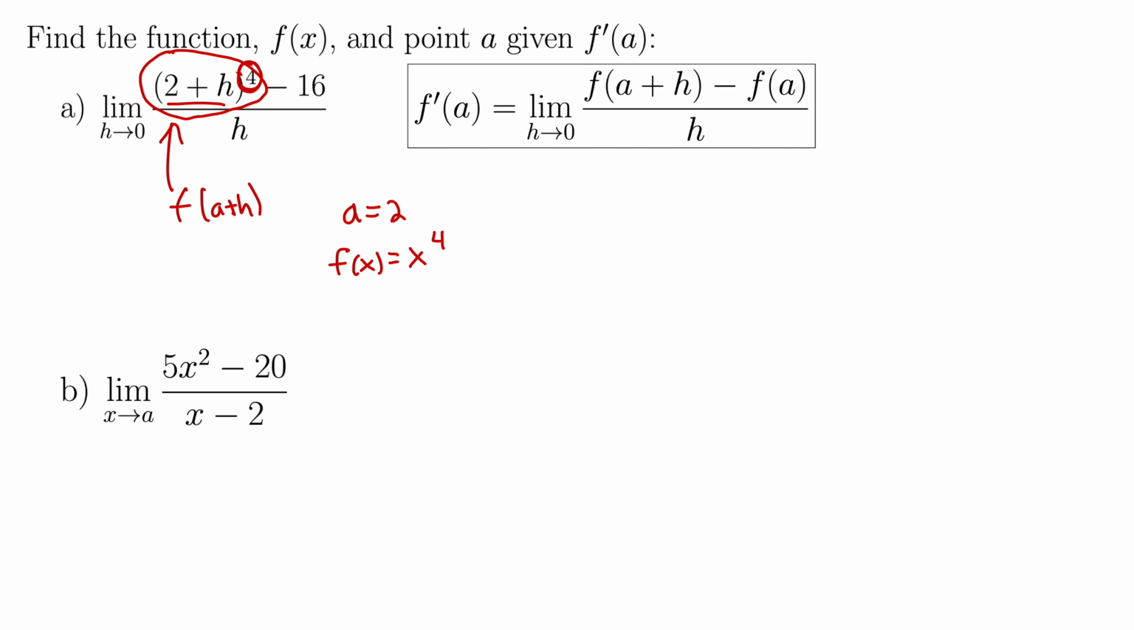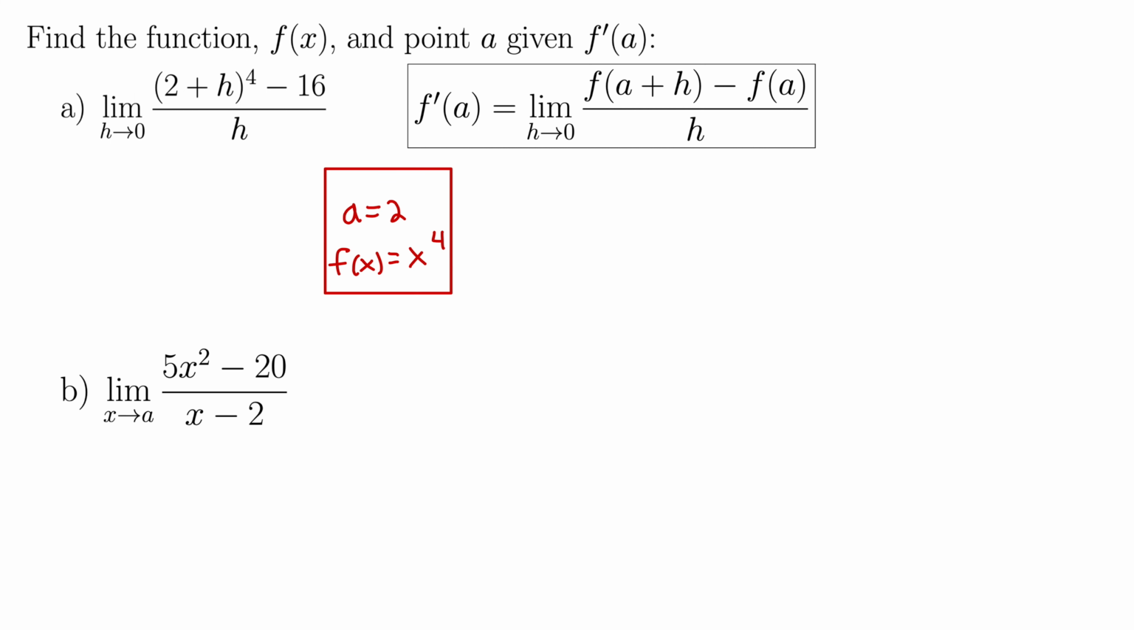Let's see if everything works out. If a is 2, then f of a plus h would indeed be (2 plus h) to the fourth, minus f of a, that would be f of 2, that's 2 to the fourth, so that is indeed 16, all over h. So indeed, a must be 2 and f of x must be x to the fourth. Okay, on to part b.